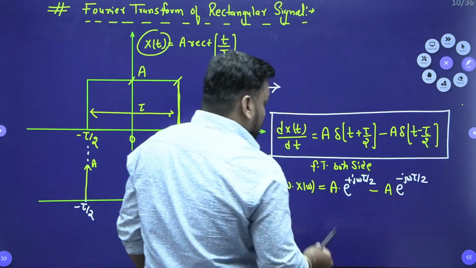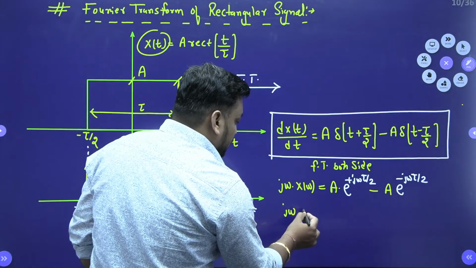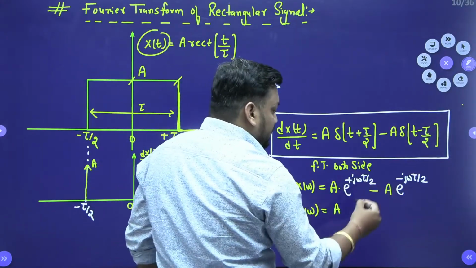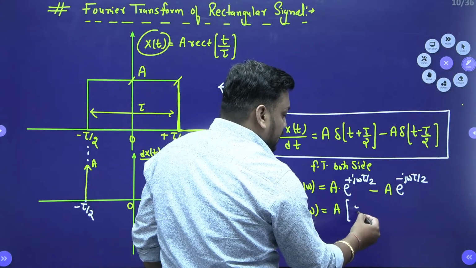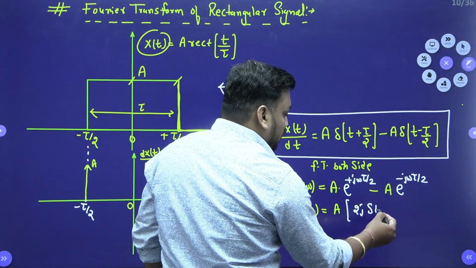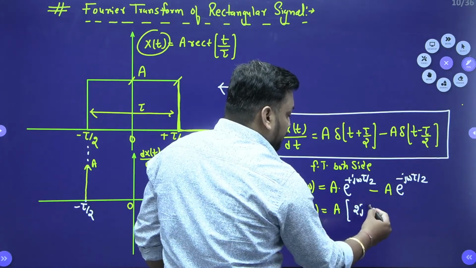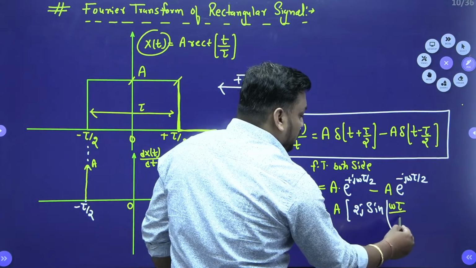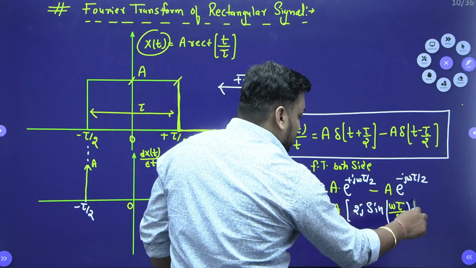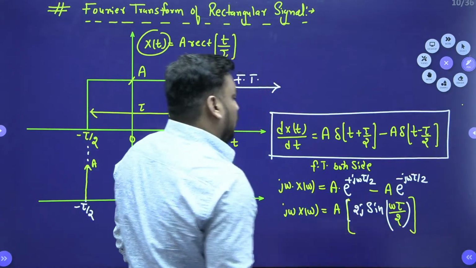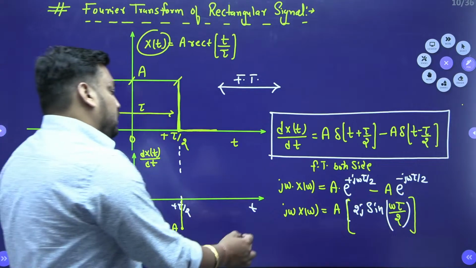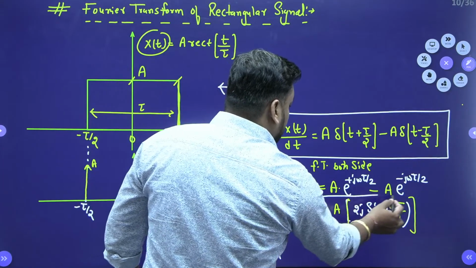So ultimately you will get j omega into X(omega), and here you will get A common. What is left inside the bracket is twice j into sine of omega tau by 2. I hope this part is also clear to you, children, yes or no? I am just writing in terms of sine. Is it clear till here? I am writing this complete box in the next slide.